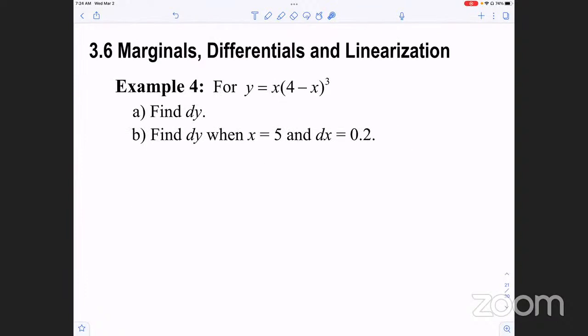For this y, find dy, and then find dy when x is 5. So let's work on part A. We just said that dy is f prime times dx.